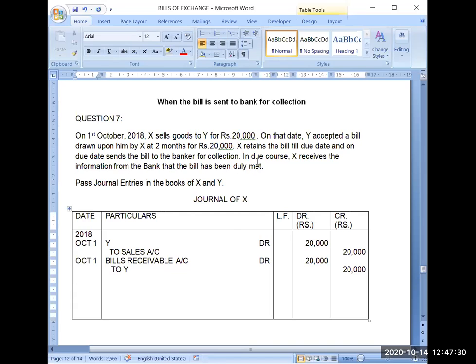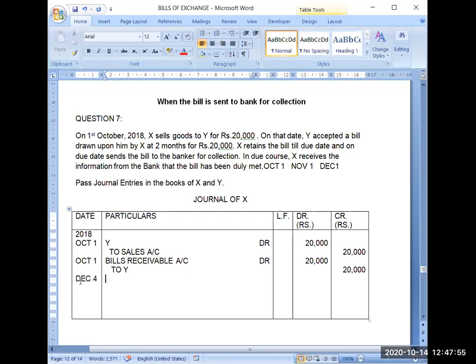Now first we need to calculate the due date. So the bill is written for 2 months. So written on October 1, then the next month will be November 1, and next month will be December 1. And 3 days of grace, so 2, 3, 4. So the due date will be December 4.